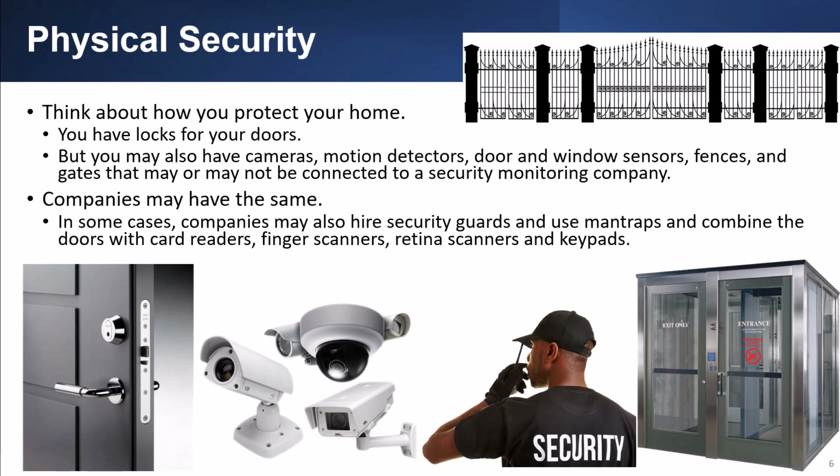Think about how you protect your home. You have locks for the doors, but you may also have cameras, motion detectors, door and window sensors, fences, and gates that may or may not be connected to a security monitoring company. Companies may have the same. In some cases, company may also hire security guards and use man traps and combine the doors with card readers, finger scanners, retina scanners, and keypads.